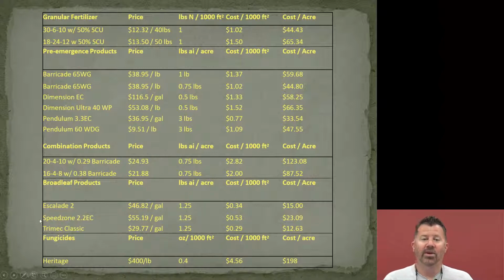Speed zone, good for broadleaf herbicide. $55.19 a gallon, pounds per nitrogen per 1,000 square feet, 1.25. Cost per 1,000 square feet, 53 cents. Cost per acre, $23.09. So yeah, a lot more expensive than the Trimec, but here, even that fungicide that we've seen in the last lecture, the Heritage fungicide, $400 a pound.